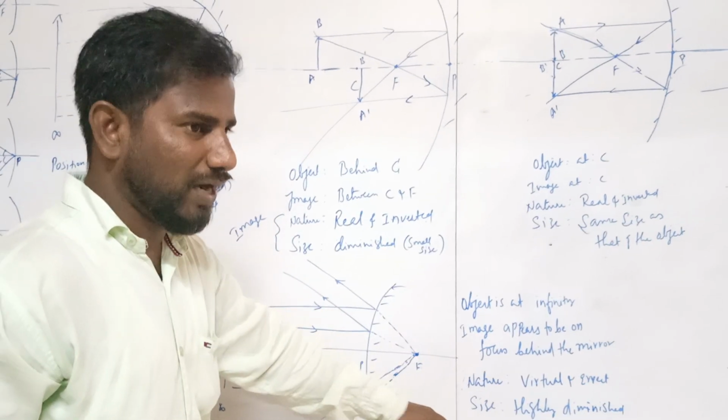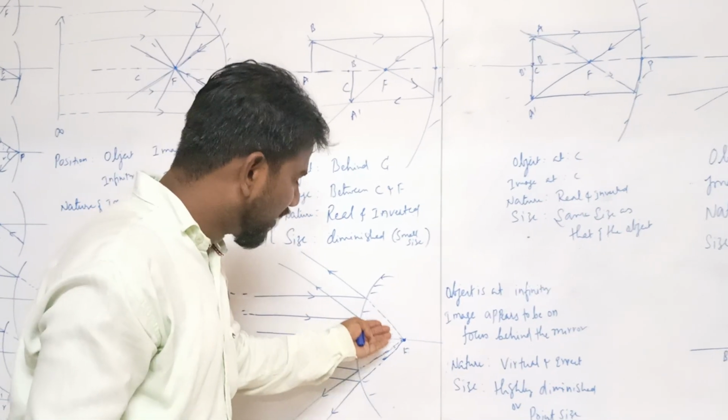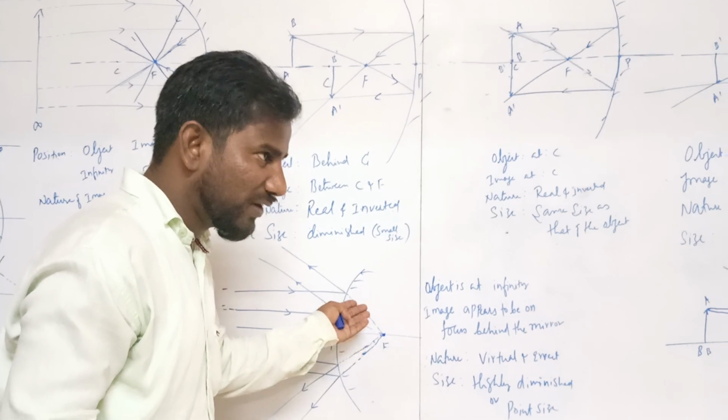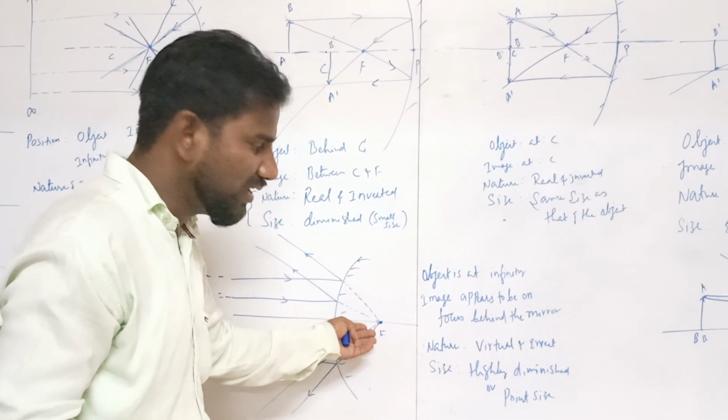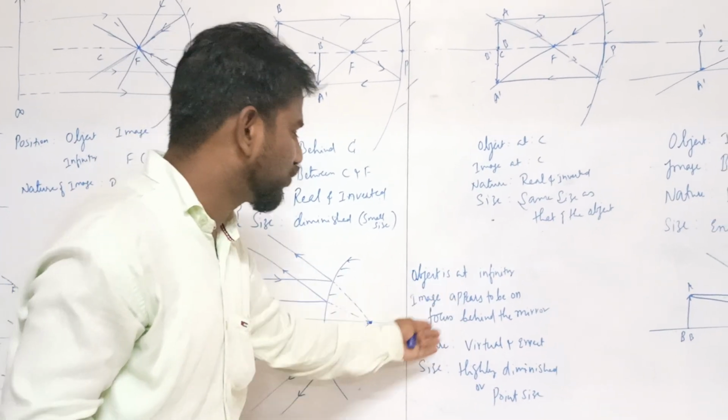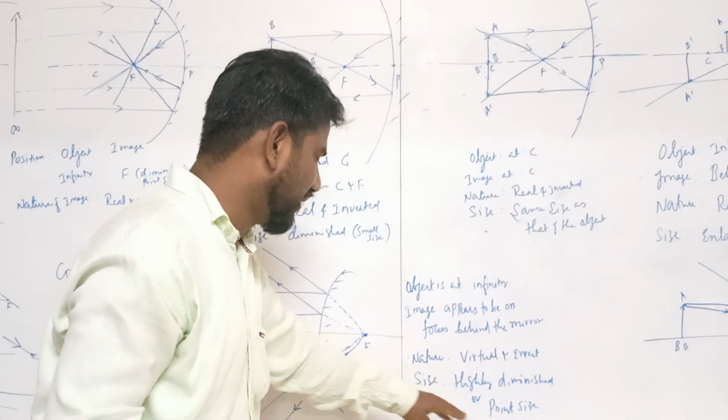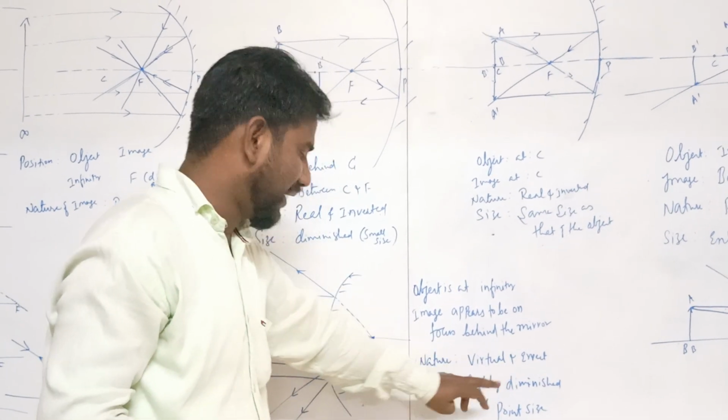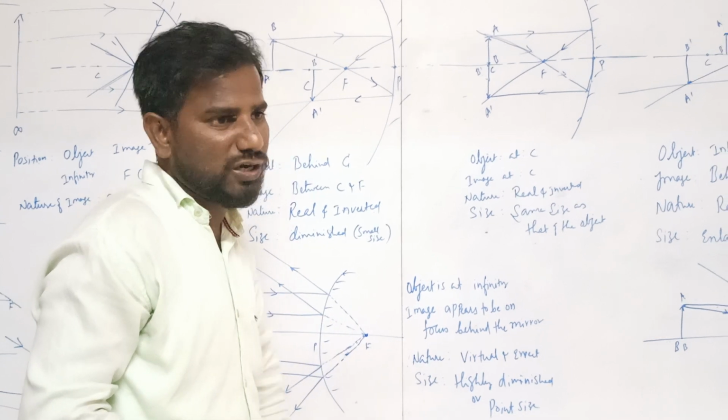Image appears to be, meaning we are projecting backward. When we extend the line, it is meeting at the focus. That's why the image appears to be at the focus behind the mirror. Nature is virtual and erect. Size is highly diminished, or a point size.